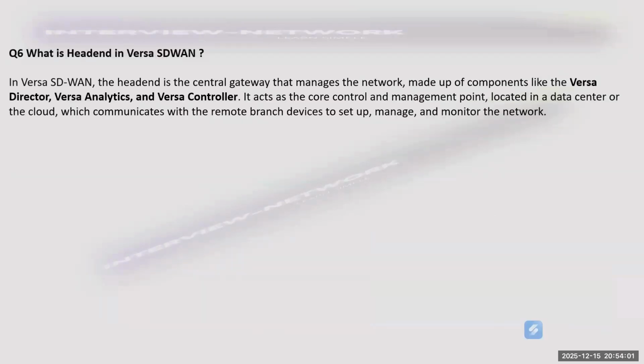What is head-end in Versa SD-WAN? In Versa SD-WAN, the head-end is a central gateway that manages the network, made up of components like the Versa Director, Versa Analytics, and Versa Controller. It acts as the core control and management point located in a data center or the cloud, which communicates with the remote branch devices to set up, manage, and monitor the network. As you can see from this diagram, in the data center we deploy three main components of Versa, which are Versa Controller, Versa Director, and Versa Analytics. Together, they are known as head-end devices. That means they are the front-end box from which your entire SD-WAN network will be managed and controlled.